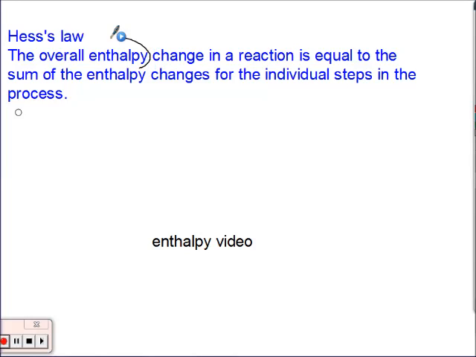If you remember, enthalpy is the total internal energy. So the total internal energy of this reaction is equal to the sum of those changes. Sum means we're going to add. So if we know all the steps of this reaction, we can add those up and get to an overall reaction, or overall enthalpy.